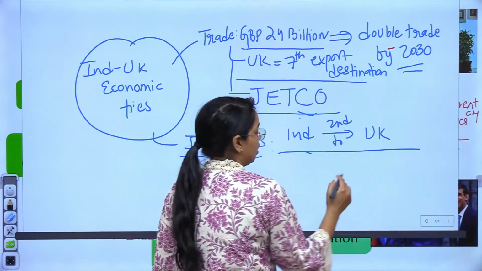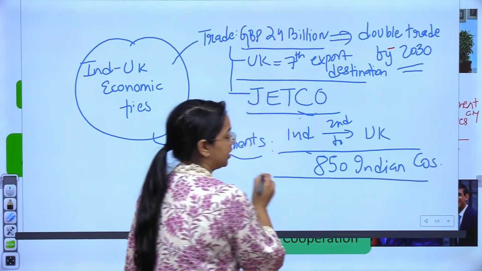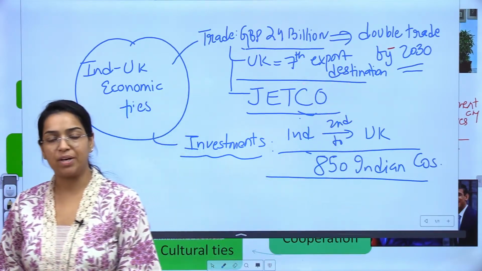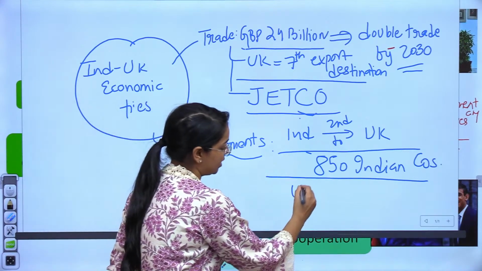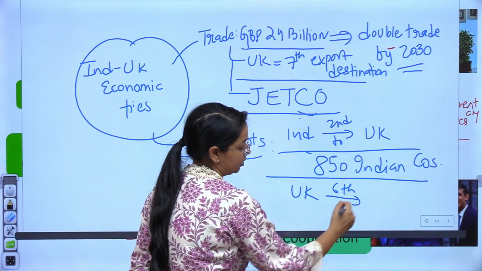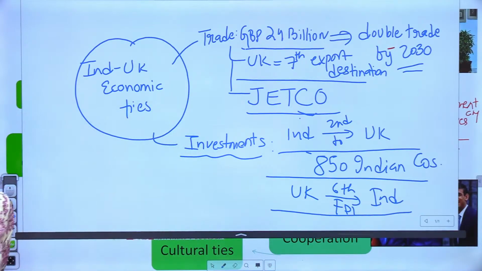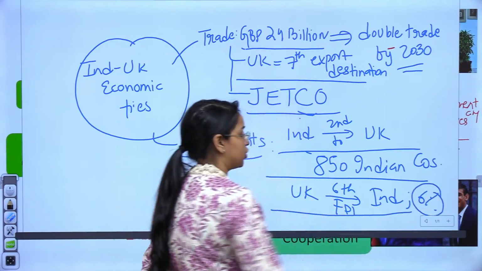There are around 850 Indian companies that have established their presence within UK, right? And these companies are employing lakhs of people from Britain as well as from India, right? So that is how India is contributing to UK's economy, right? If you see, UK is also the 6th largest source of FDI into India, in total comprising around 6% of the total FDI that is received by India.